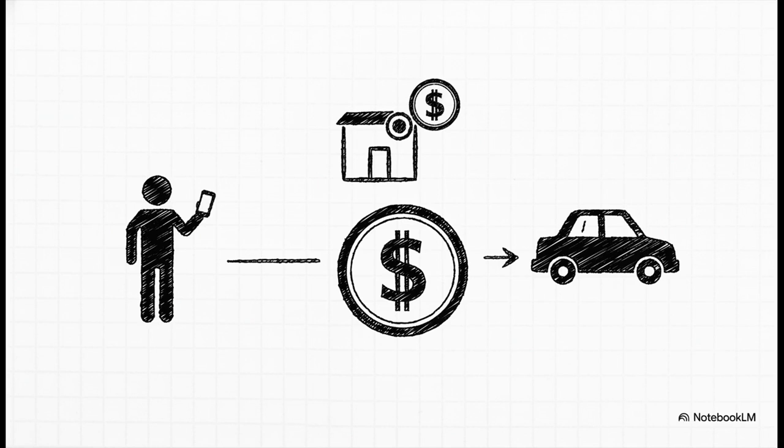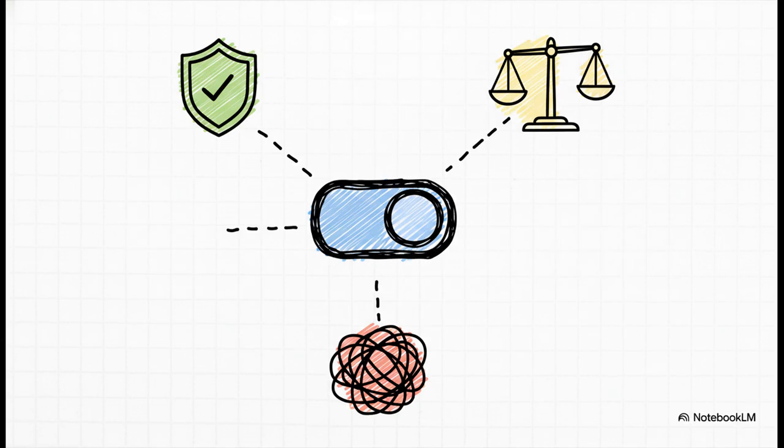Think about a ride-sharing app. A rider pays for a trip. A driver delivers the service. That money has to get to the driver, but not before you, the platform, take your fee. It's a three-way street. And here's the thing.